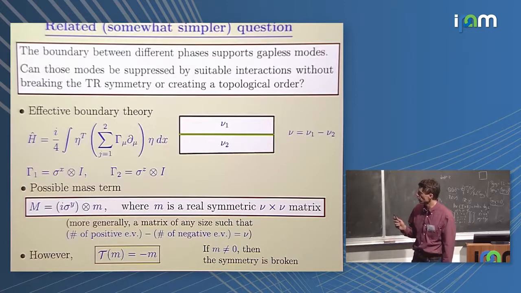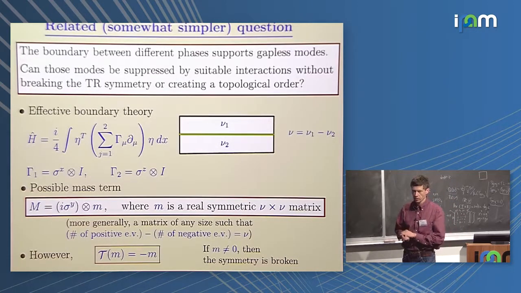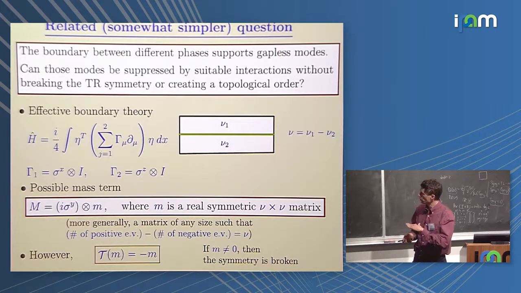So let me consider a related but somewhat simpler question. This is a physical problem. Suppose we have this topological superconductor in dimension 3, and it has some non-trivial value of nu, and we consider the boundary between this topological superconductor and vacuum, which is nu equals 0. And we can formulate an effective boundary theory that doesn't have any mass term. It's just first order terms. This is the effective Hamiltonian on the boundary, and this whole box is the boundary of a topological superconductor. It's the top view of that boundary.